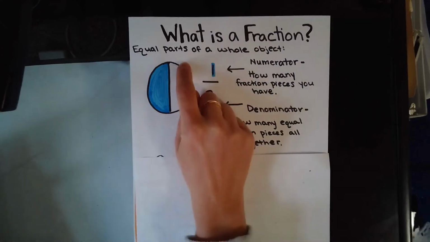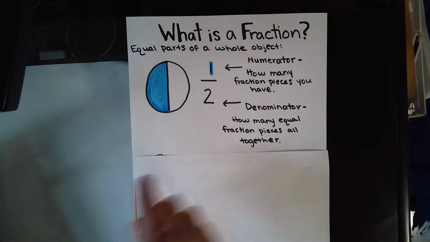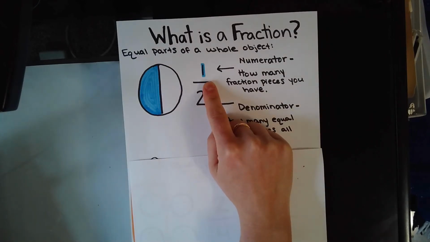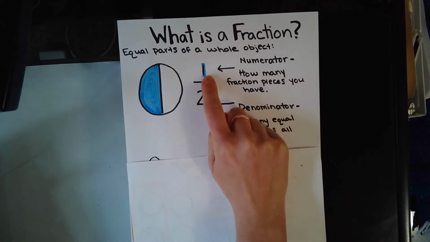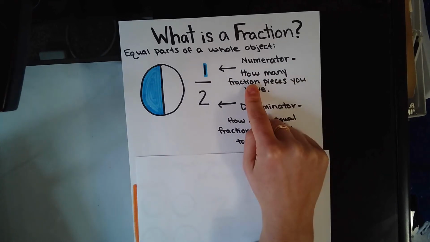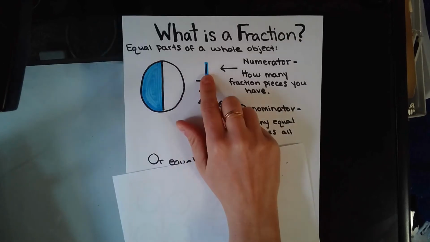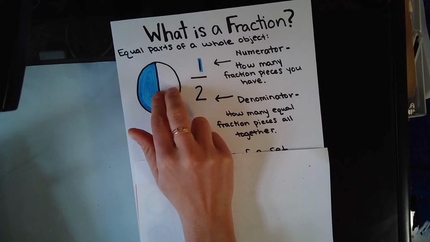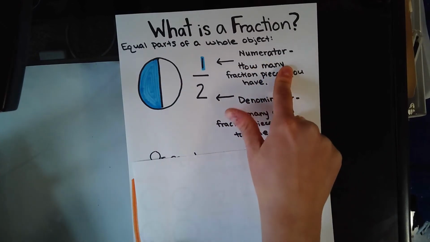So in this example, I have a whole object, which is a circle, and the circle right now is split into two pieces. So the top of a fraction is what's called the numerator. Say it with me, numerator. That's the number that goes on the top of a fraction when we write it. And it is identifying how many fraction pieces you have. So I have a blue one up here because I have one piece of my two pieces that are highlighted. So the numerator goes on the top.